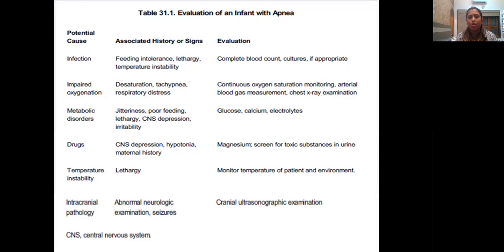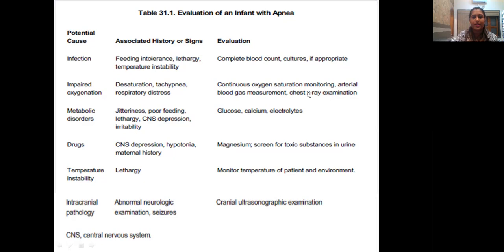So potential cause, infection. If it is due to infection, the baby will also demonstrate some amount of feeding intolerance, lethargy, and temperature instabilities, not willing to suck. So for that, we have to do complete blood count, send the blood cultures, and with this even CRP. Then if there is impaired oxygenation, it will be manifested with desaturation or respiratory distress. In that case, we have to do a chest X-ray, arterial blood gases, and also continuous oxygen saturation monitoring.